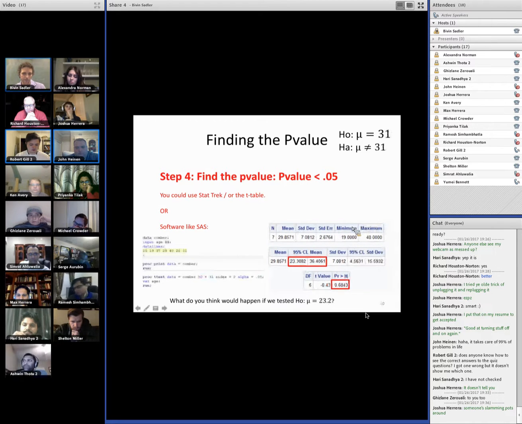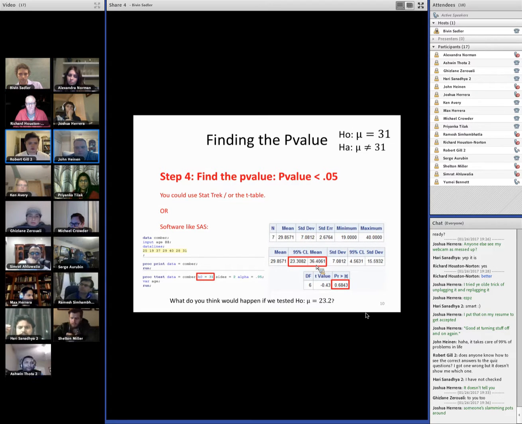And then finally, let me check one that's in the interval. Notice 31 is in the interval. It is a plausible value. If I check 31, notice the p-value is very big now. Under the assumption that mu is 21, this would happen all the time. So anything in the interval, I'm going to fail to reject. Anything outside the interval, I'm going to reject.